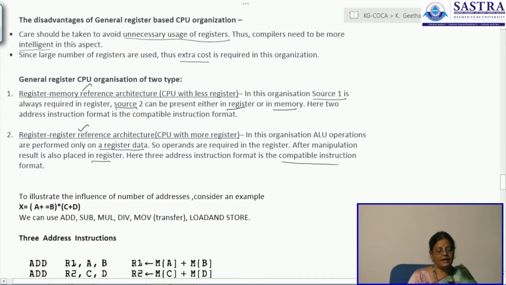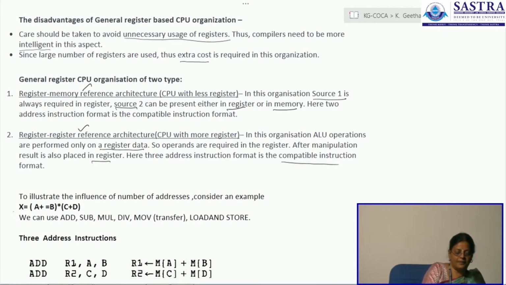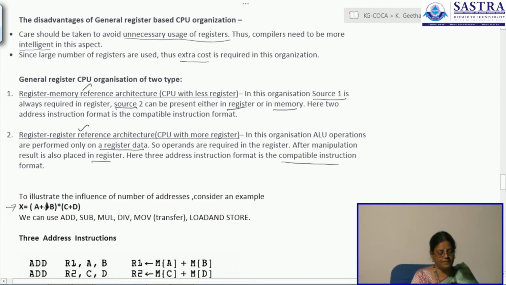So to illustrate the influence of the number of addresses and the type of organization, I think better we can analyze all these classifications with respect to an example. So we are going to take an expression x is equal to a plus b. Actually this equal to is not there, you can just skip this: (a plus b) into (c plus d).